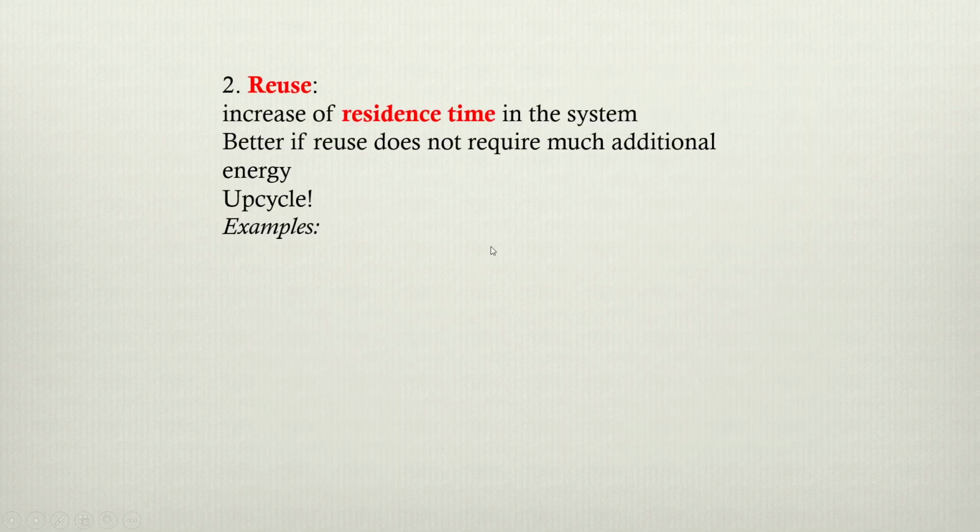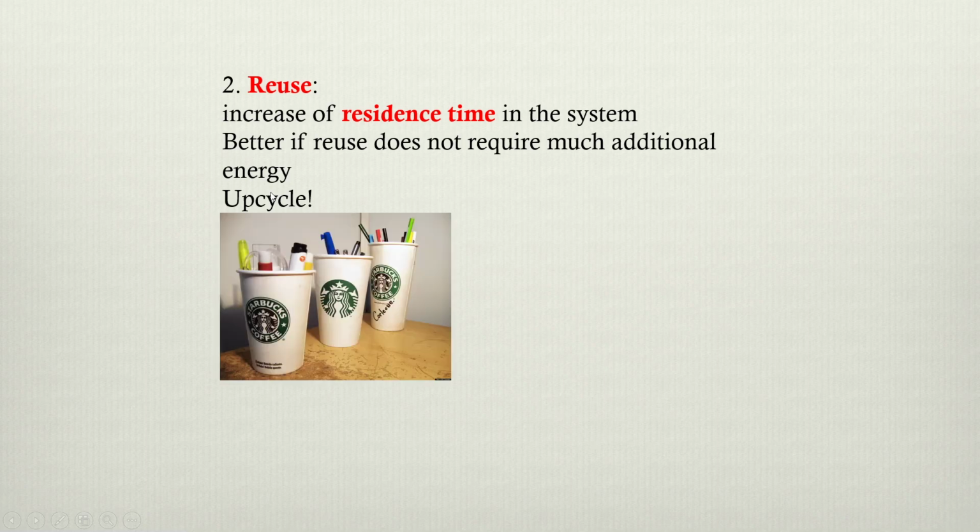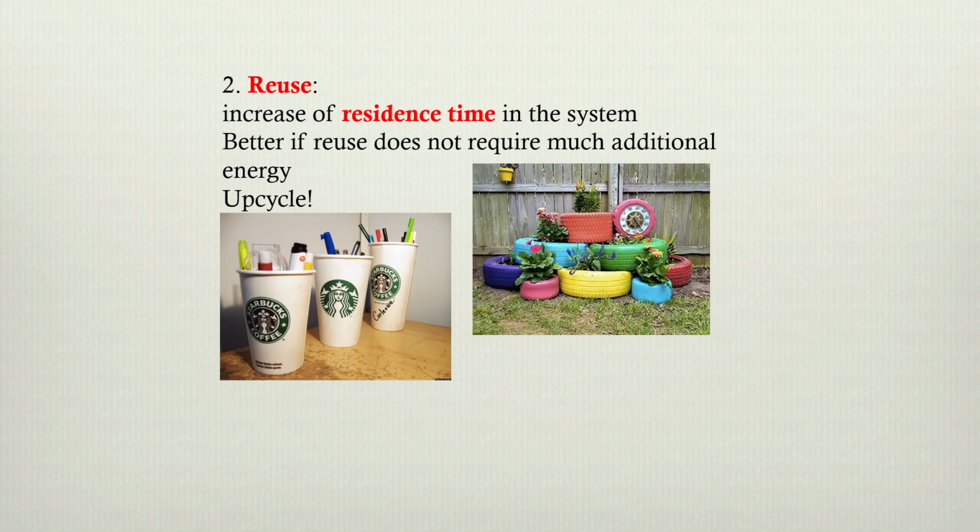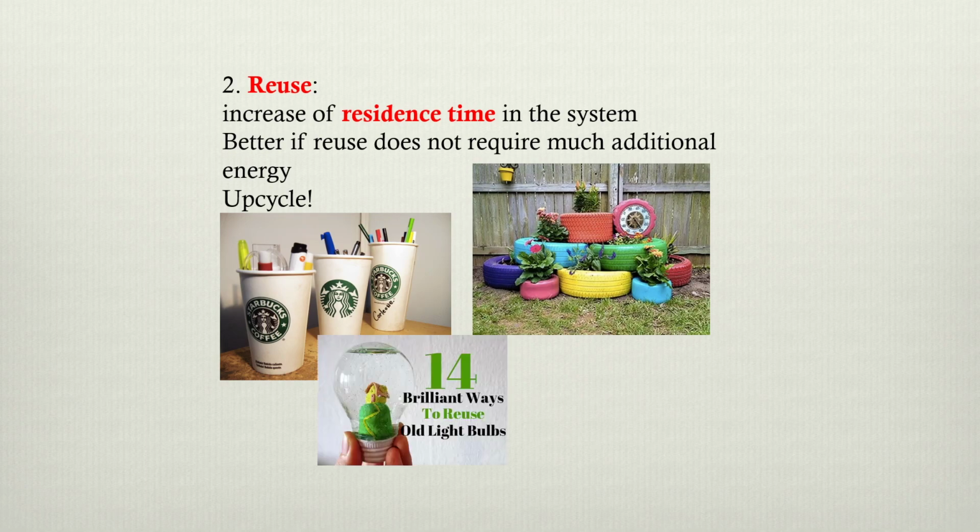Then the second R is reuse, right? By reusing items, we can increase the residence time in the system. It's better if it doesn't require a lot of additional energy, which would be considered upcycling. So here's some examples. Use your old cups as holders for different items. You can use your tires to plant your plants. Those could be your planters.